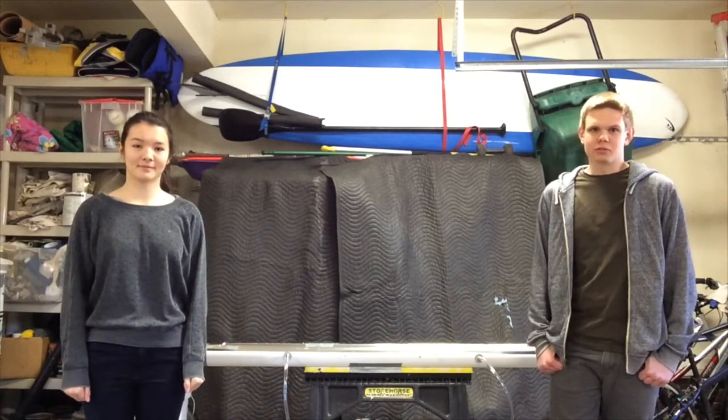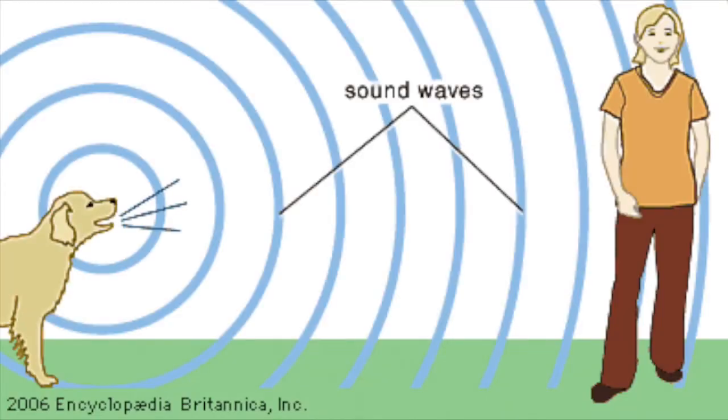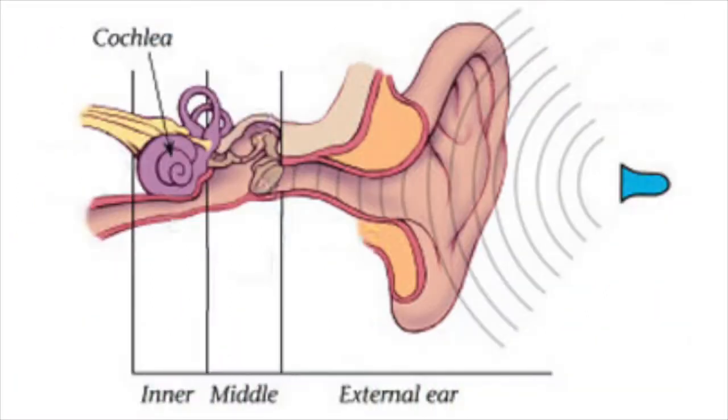Let's start off with sound. Sound is a mechanical wave which is created by vibrations of an object, causing the air around it to vibrate. The human eardrum picks up this vibration and vibrates as well, which translates to the brain as sound.